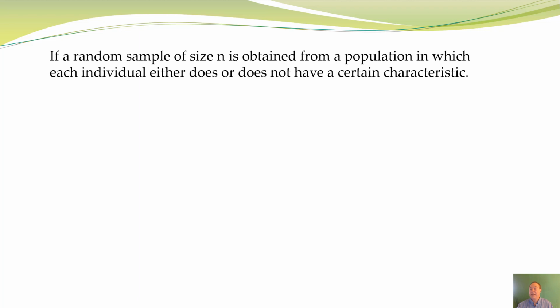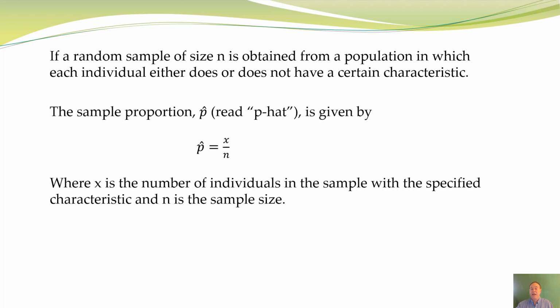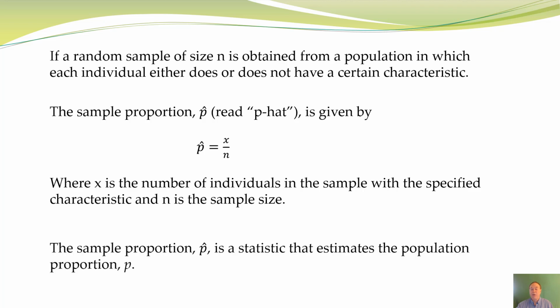either does or does not have a certain characteristic, the sample proportion P hat is given by P hat equals X over N, where X is the number of individuals in the sample with the specific characteristic and N is the sample size. The sample proportion P hat is a statistic that estimates the population proportion P.